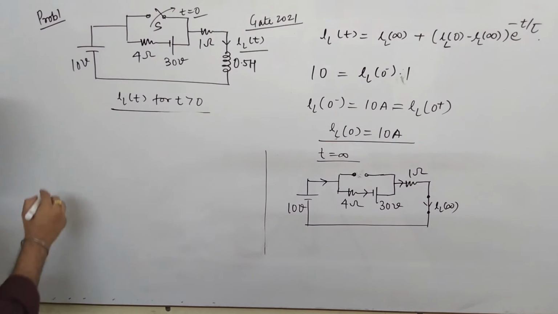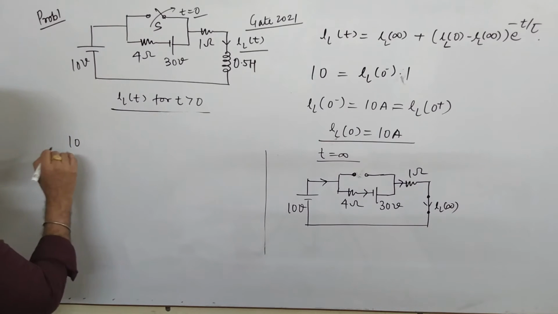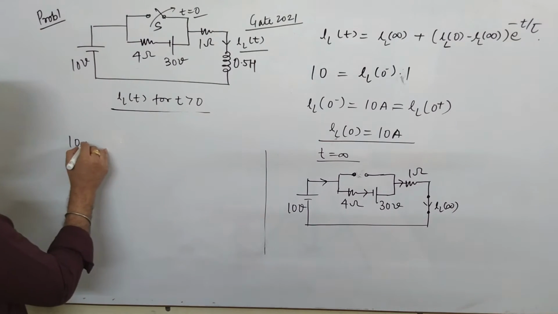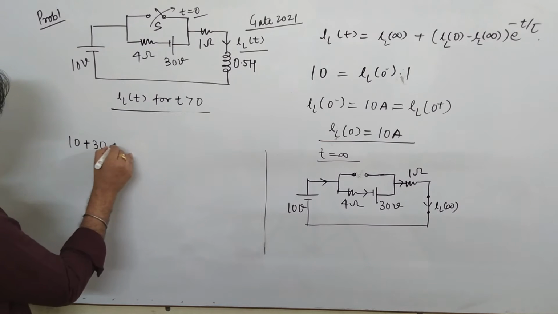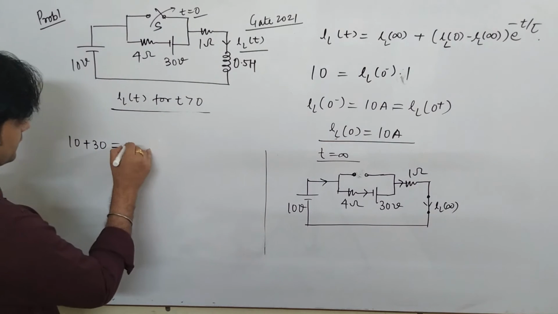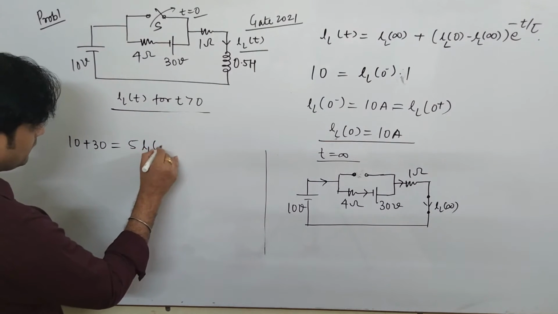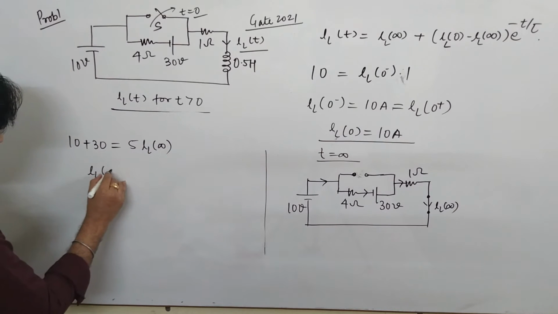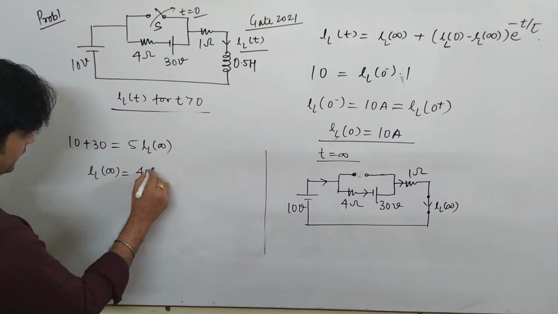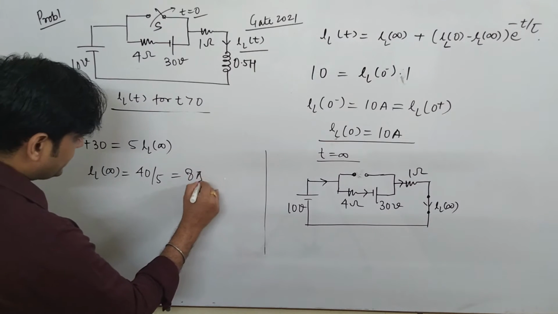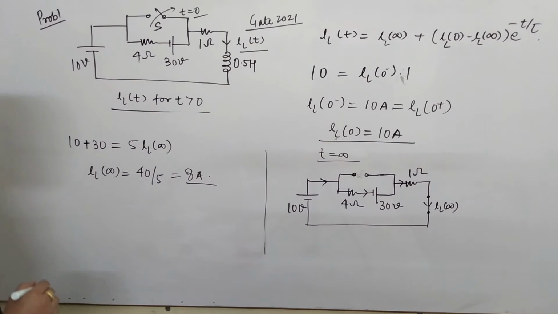If you apply this, that comes to be 10 minus 2 plus again 30, that is equal to 4 plus 1 5 into IL infinite. Or from here you can say that the IL infinite is 40 by 5, that comes to be 8 ampere. This is the value of IL infinite.